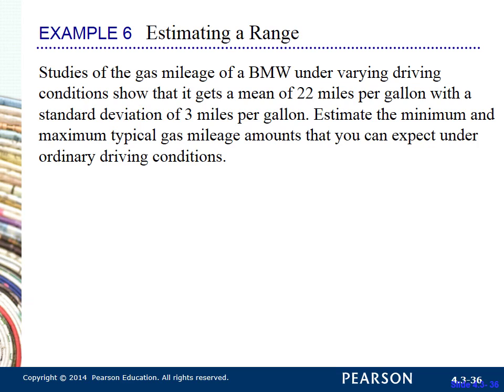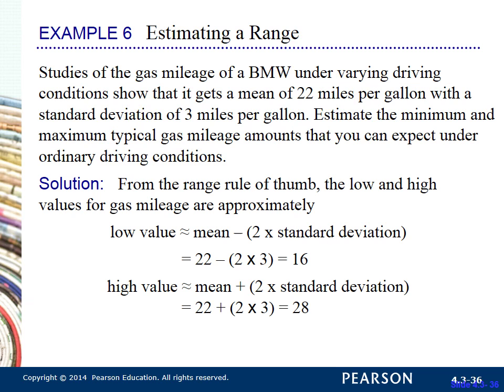So if you've got gas mileage for your BMW varying under different conditions, it gets a mean of 22 miles per gallon and a standard deviation of 3 miles per gallon. So I'm just estimating the min and the max of the typical gas mileages that I could expect under these driving conditions. So to find my low value, I'll do my mean and I'll subtract 2 standard deviations.